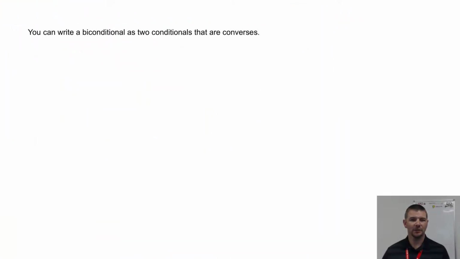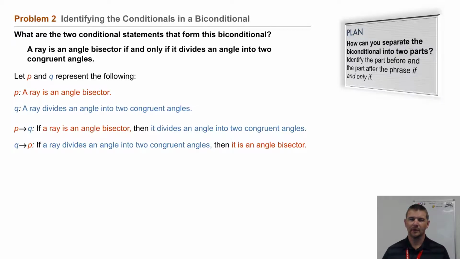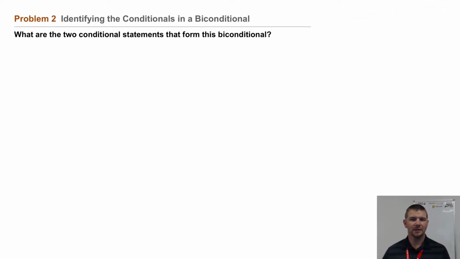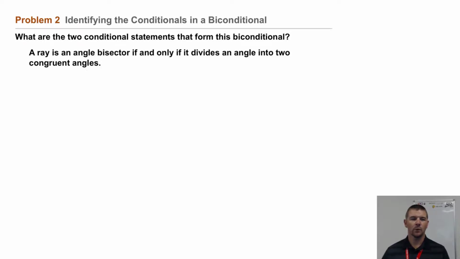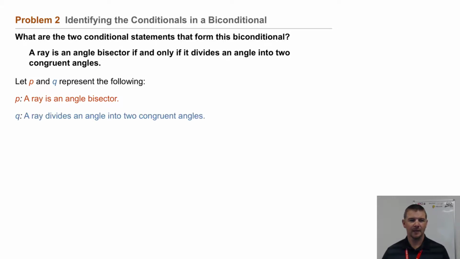You can write a biconditional as two conditionals that are converses. Problem 2: identifying the conditionals in a biconditional. What are the two conditional statements that form this biconditional? A ray is an angle bisector if and only if it divides an angle into two congruent angles. We'll let P and Q represent the following. P: a ray is an angle bisector, and Q: a ray divides an angle into two congruent angles.